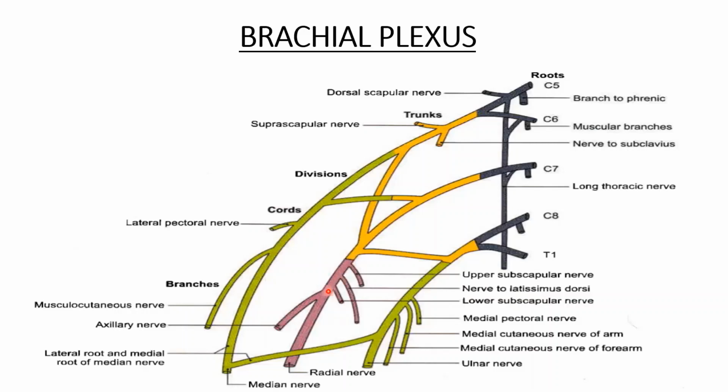The posterior cord of the brachial plexus will continue as the radial nerve, which is the thickest branch of the brachial plexus. The radial nerve supplies the three heads of the triceps brachii and almost all the muscles in the back of the forearm. So this completes the study of the roots, the trunks, the divisions, the cords, and the branches of the brachial plexus.